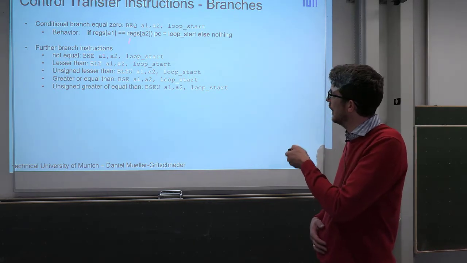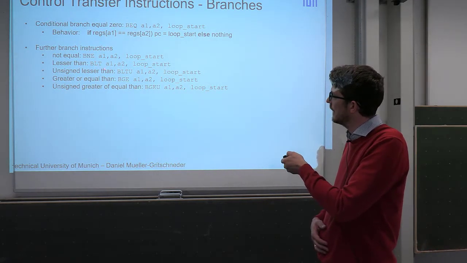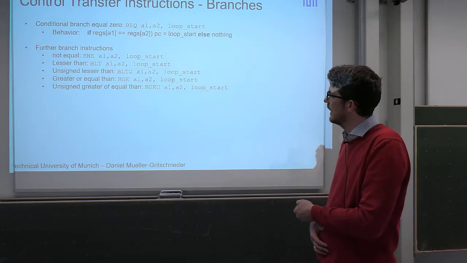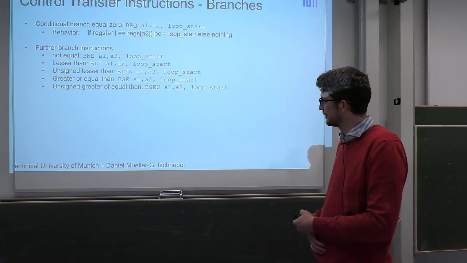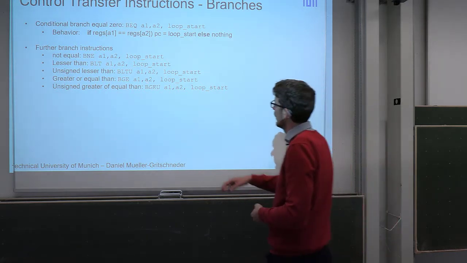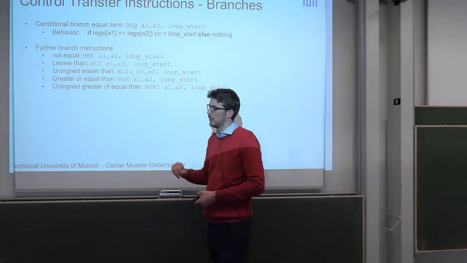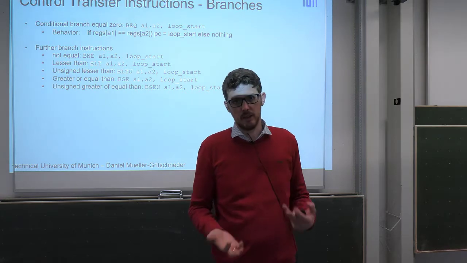And you have this equal, then you have not equal, you have less than, unsigned less than, greater or equal than, and then unsigned greater or equal than. These are the conditions you can put after the branch in order to make sure that you have the right one.